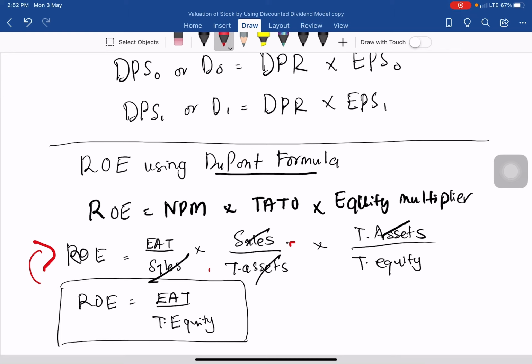So this is the video to show you the formula that you can use to calculate the intrinsic value of the stock using the earnings multiplier. That's all for this video. Thank you.